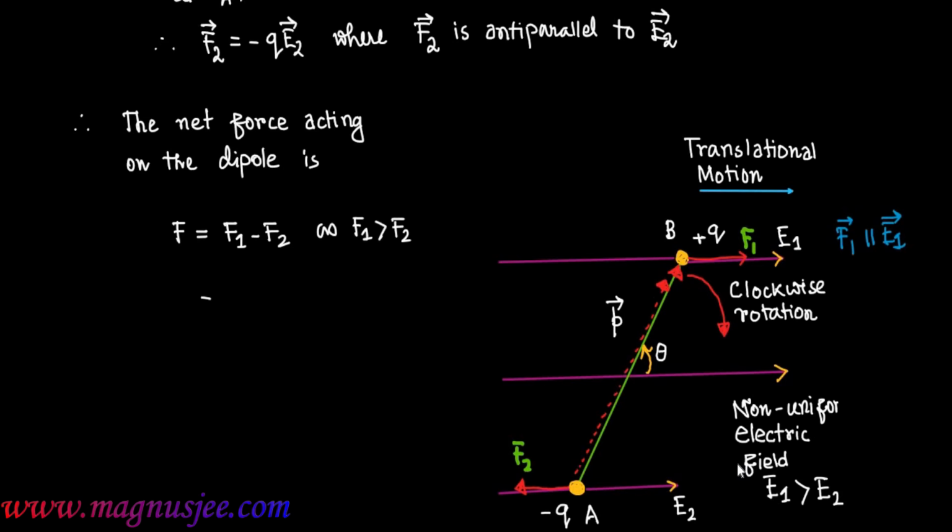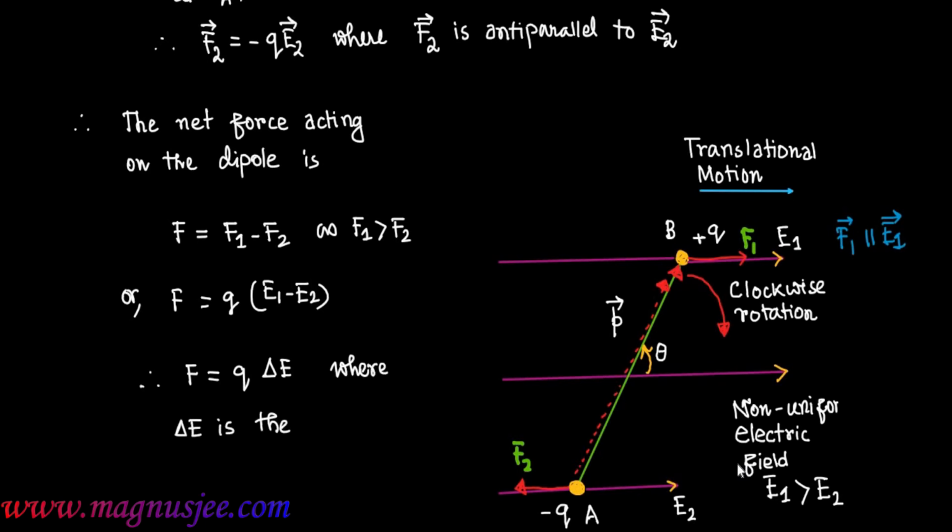In scalar form, F equals F1 minus F2, as F1 is greater than F2. Therefore, the net force acting on the dipole is F equals Q (E1 minus E2). Therefore, F equals Q delta E, where delta E equals E1 minus E2, which is the difference in electric field intensity between the two points B and A. The field intensity at B, which is E1, is greater than the field intensity at A, that is E2. Delta E is the difference in electric field intensities.